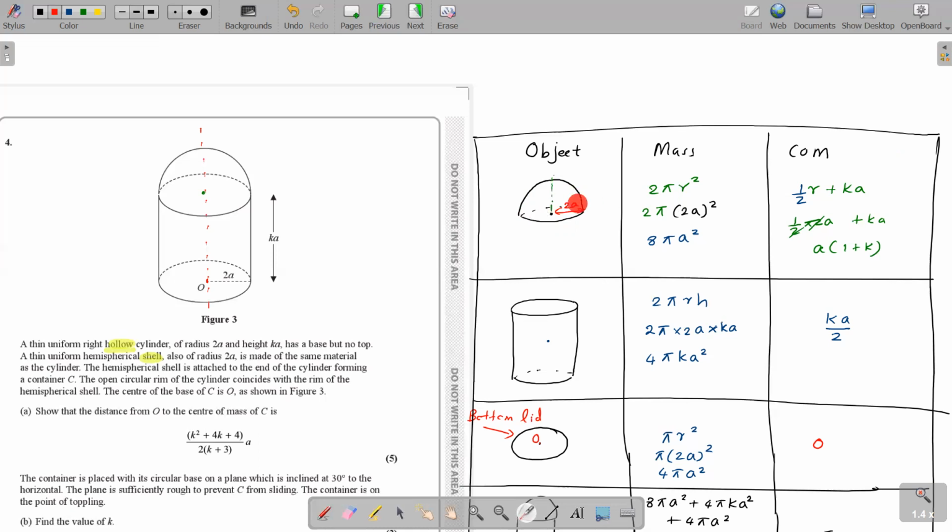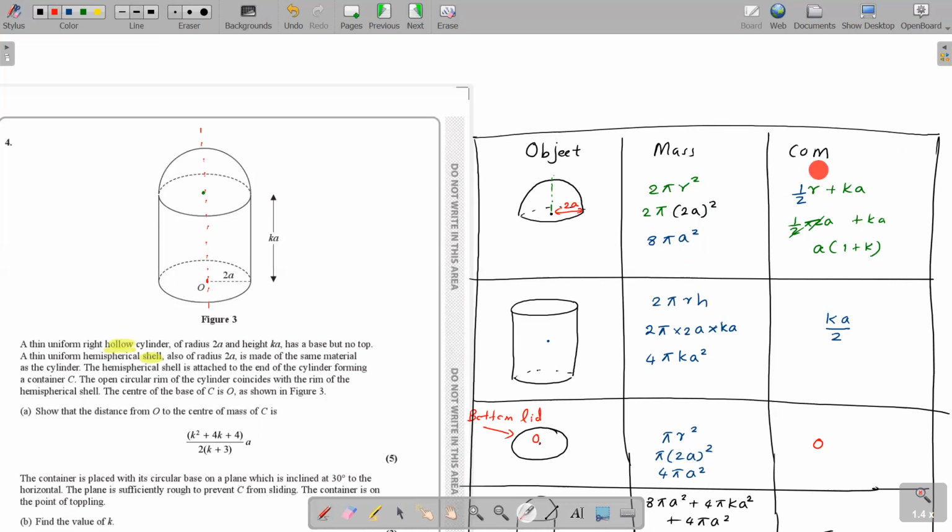So basically the surface area of the shell: for a full sphere, the surface area is 4 pi r square, right? So it's half a sphere, surface area is 2 pi r square, and the radius is 2a. So you can replace radius with 2a. So r square, that's 2a whole thing square, that's 4a square into 2. That's 8 pi a square.